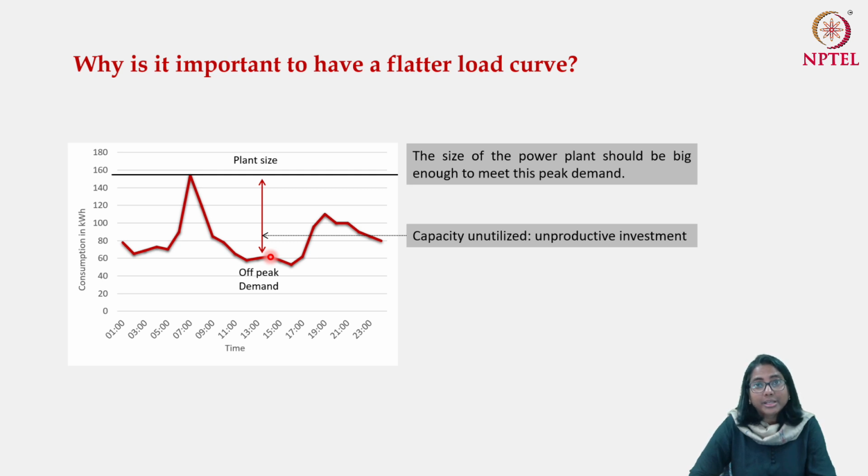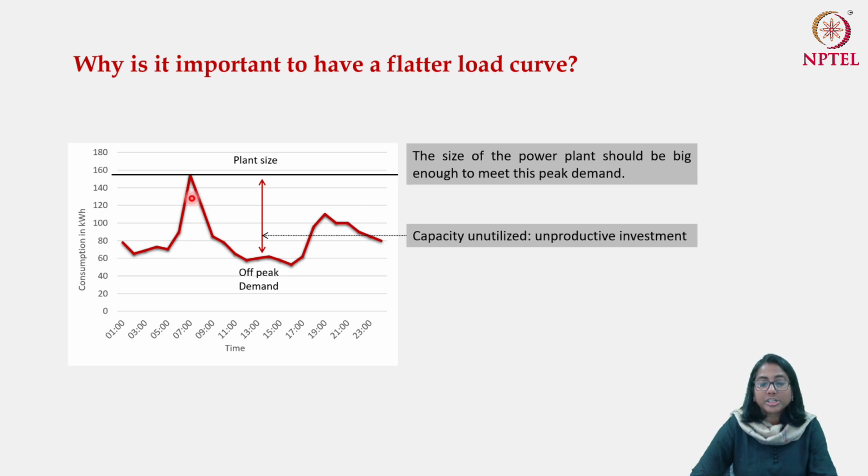Now, the amount of money which you are investing in a power plant is huge, and if a major part of that remains unutilized, then you can imagine this is not a good way to invest. This is not a way in which you can get the maximum productivity out of your investment. And therefore, it's very important that this unutilized capacity needs to be minimized. So this is one of the objectives. If you want to do that, what is the way of doing that?